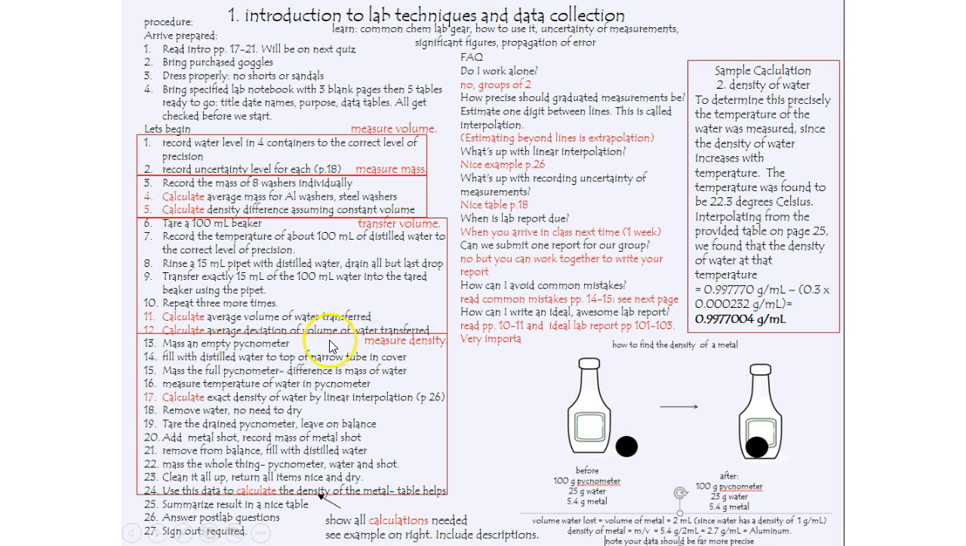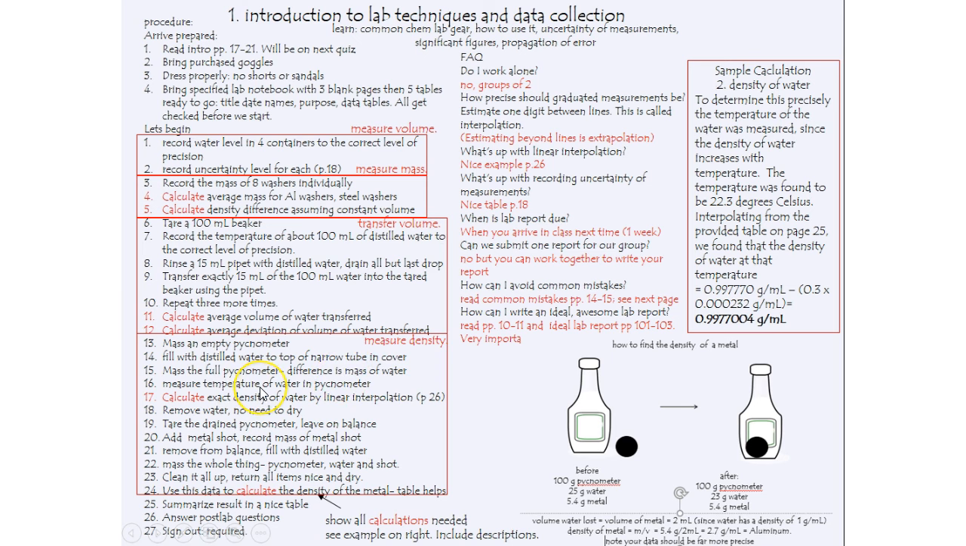Okay, now let's measure some density. We'll take an empty pycnometer, and I'll point it out to you. It's shown roughly as this type of a container here, but it's something you probably haven't worked with before. We'll fill it with distilled water to the top of the narrow tube in the cover. We'll mass the full pycnometer, and the difference in mass should give you the mass of the water.